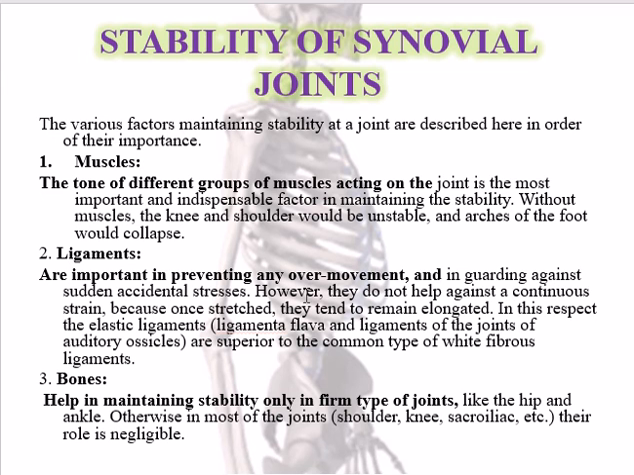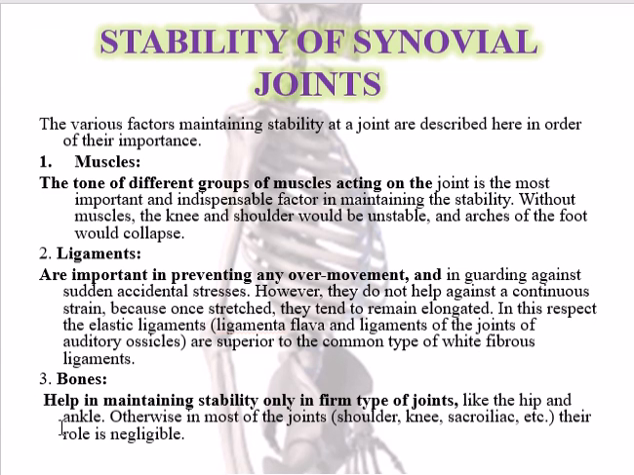Number 2, ligaments. Ligaments are important in preventing any overmovement and in guarding against certain accidental stresses. However, they don't help against a continuous strain because once stretched, they tend to remain elongated. In this respect, the elastic ligaments, ligamenta flava, and ligaments of the joints of the auditory ossicles are superior to the common type of wide fibrous ligaments.